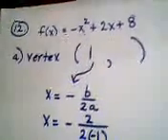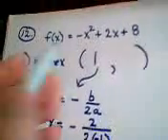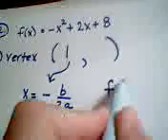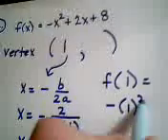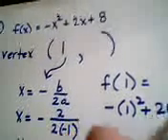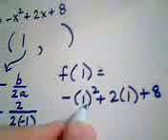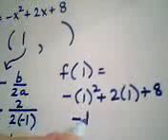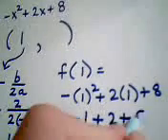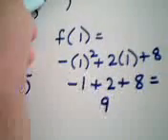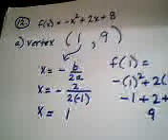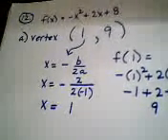To get the y-coordinate of my vertex, I plug into the function. I find f of 1. And that would be the opposite of 1 squared plus 2 times 1 plus 8. Okay, so that would be 1 squared is 1. The opposite of that is negative 1, plus 2, plus 8, and that turns out to be 9. So my vertex of my parabola is the ordered pair (1, 9), and I found that by using the vertex formula.